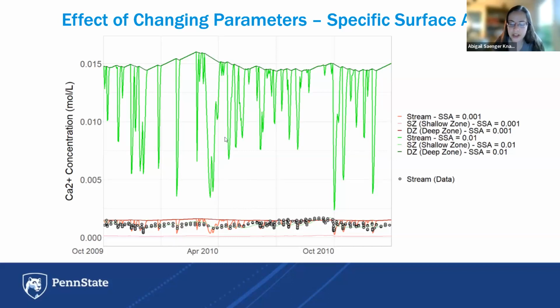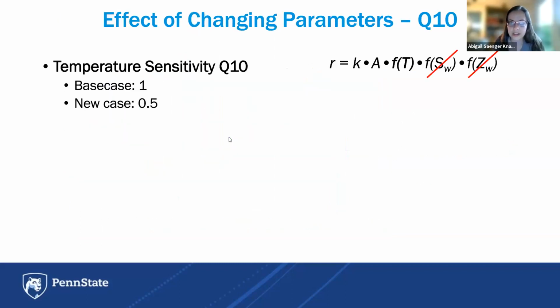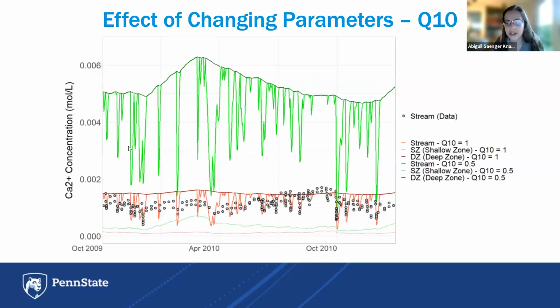The next parameter to look at is Q10. Q10 is a parameter that represents how much a reaction rate changes with a change in temperature. The new concentration results show us that going from 0 to 0.1 to 0.5 Q10 increases concentrations in all of the zones.